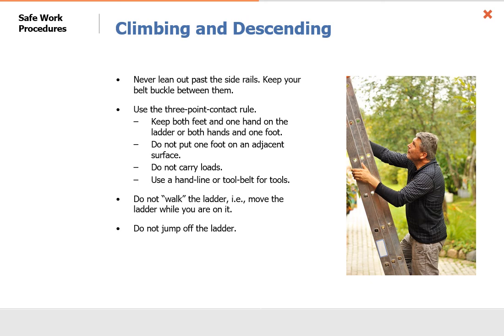Climbing and descending. Never lean back out past the side rails. Keep your belt buckle between them. Use the 3-point contact rule. Keep both feet and one hand on the ladder, or both hands and one foot. Do not put one foot on the adjacent surface. Do not carry loads; use a hand line or tool belt for your tools. Do not walk the ladder by moving it side to side while you're on it. And do not jump off the ladder.